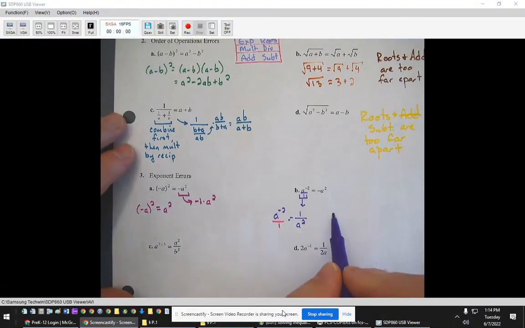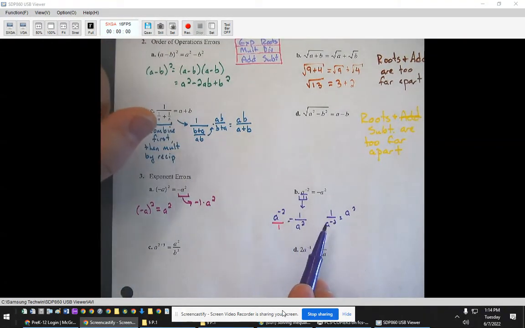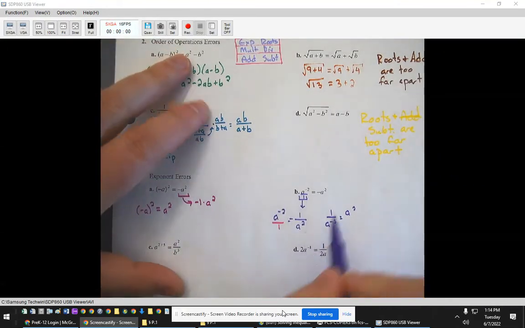That's the same argument if I were to go the other way, 1 over a to the negative 2. Now it's on the bottom. Now it would flip up to the top, and this would be a to the second on the top. So it doesn't just mean it has to be on the bottom. It just means flip. So negative exponents mean flip.